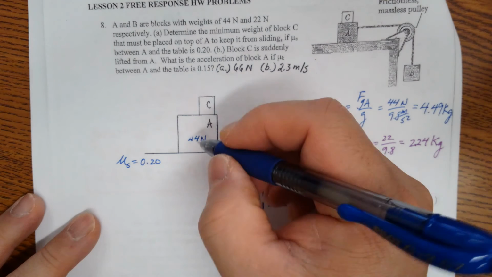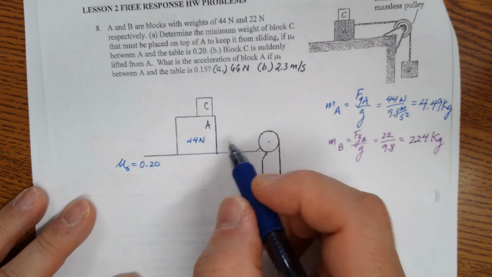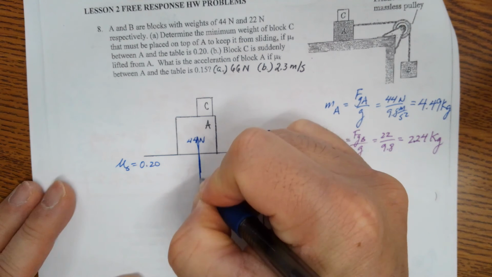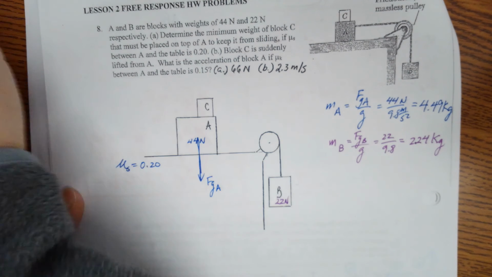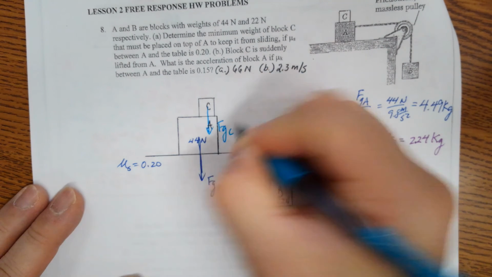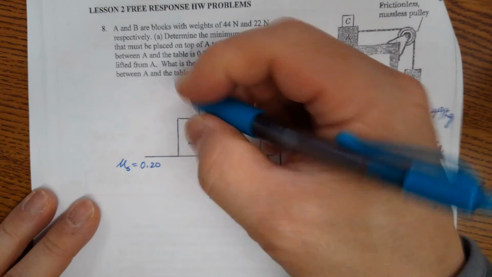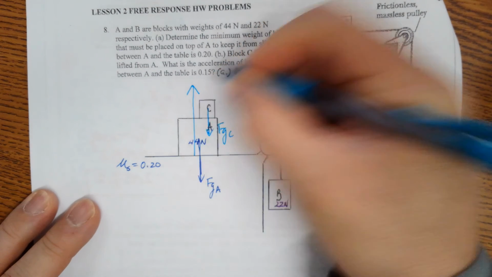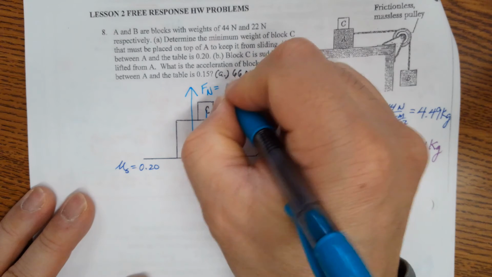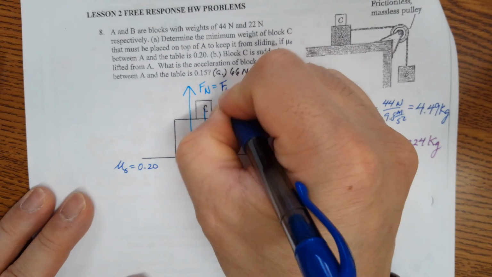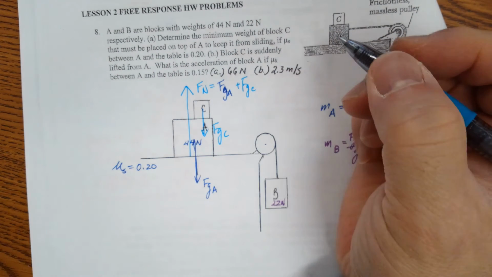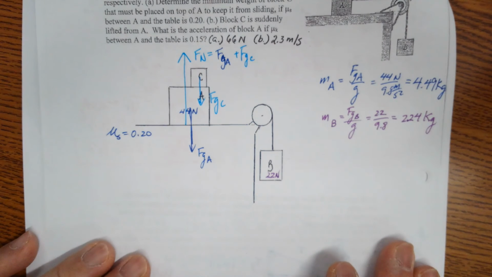Now here, the weight of this is going to be FGA, and we will have FGC, and the normal force will obviously be the combination of A and C together, the weight of that. So F normal is equal to FGA plus FGC.